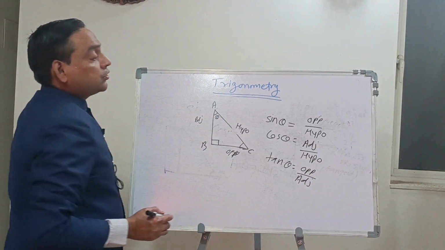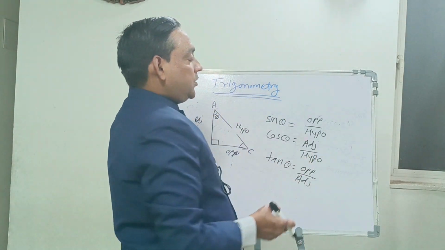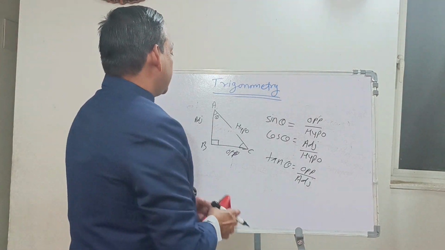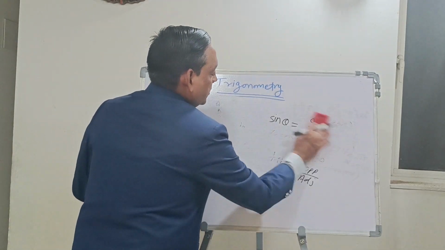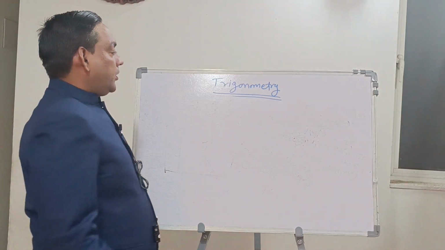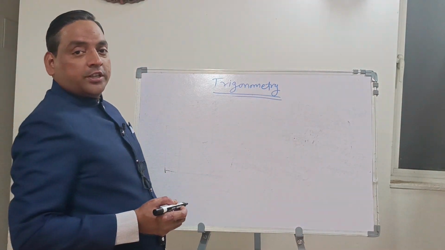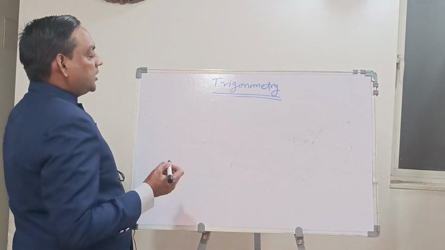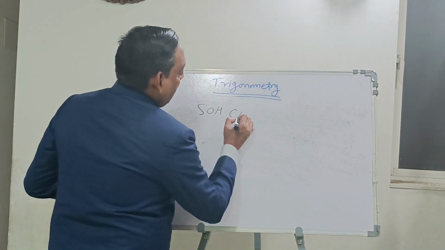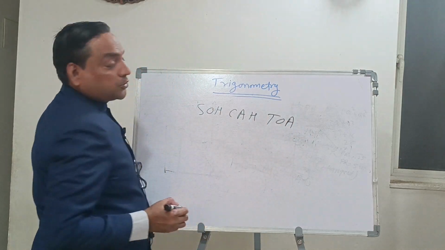Now how to remember this? How to remember opposite, hypotenuse, adjacent, hypotenuse, opposite, adjacent? We have a simple rule. For sine, cos, tan, cosec, sec and cot, you just have to remember only one word: SOHCAHTOA.